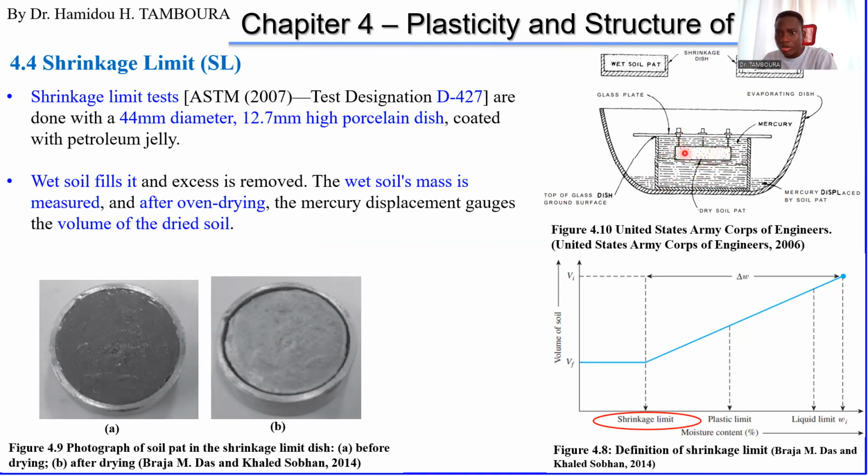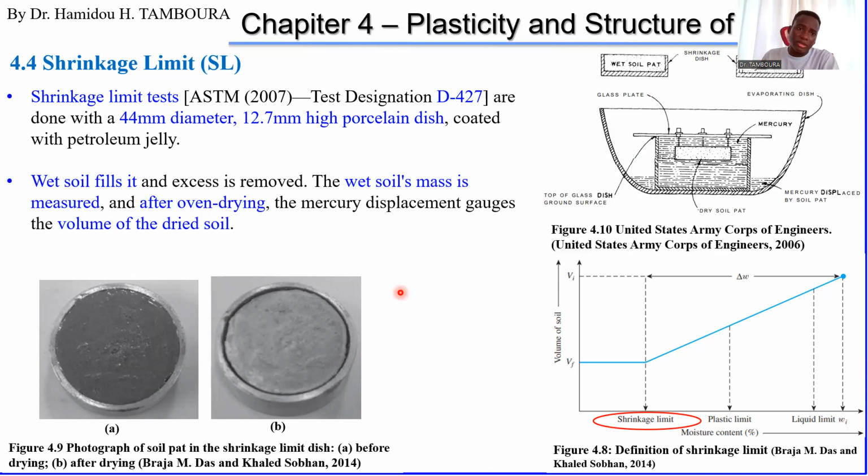Okay, so after putting the dry soil in the mercury, we will have overflow here, and it will drop to these sides. Okay, and you can then know the amount of mercury displaced by the dry soil, and by measuring the volume of this displaced mercury, you can get the volume of the soil. It's very simple like this.